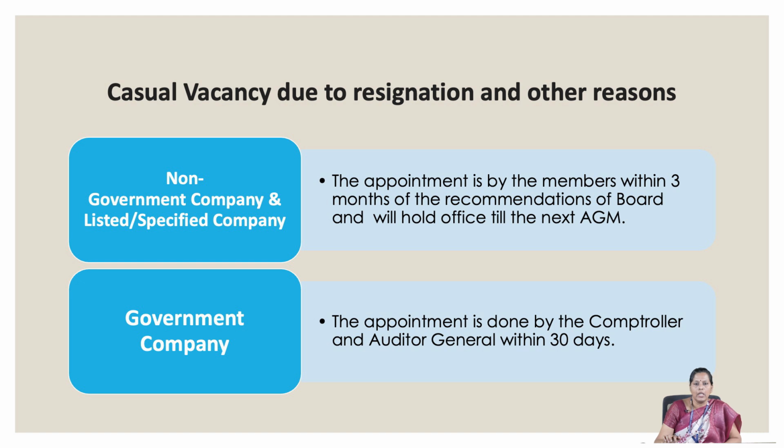Now, let us look at the casual vacancy that would be filled due to resignation and for other reasons. In the case of the non-government company and the listed or specified company, the appointment would be done by the members, within 3 months based on the recommendations of the board of directors. The auditor who is appointed to fill the casual vacancy will hold the office only till the next annual general meeting. In the case of the government company, the appointment would be done by the Comptroller and Auditor General of India, within 30 days of the vacancy that has happened.